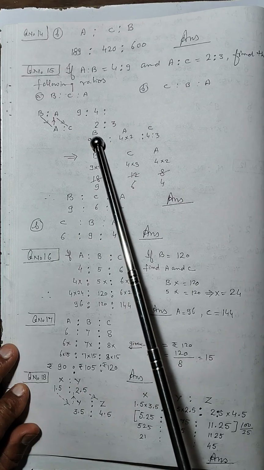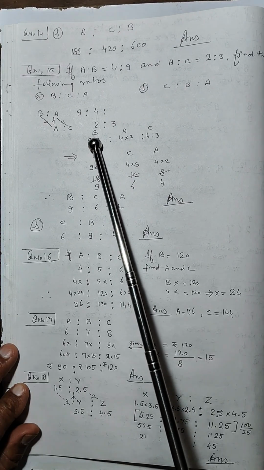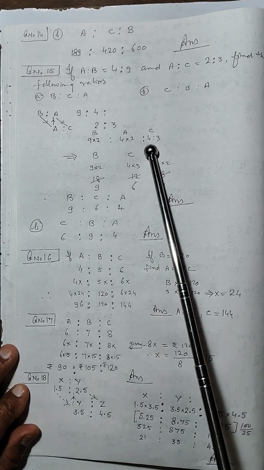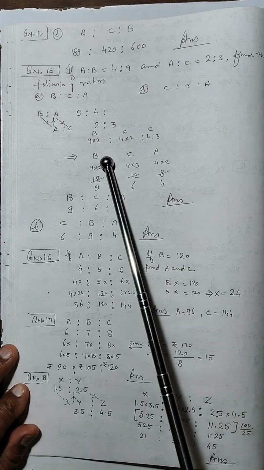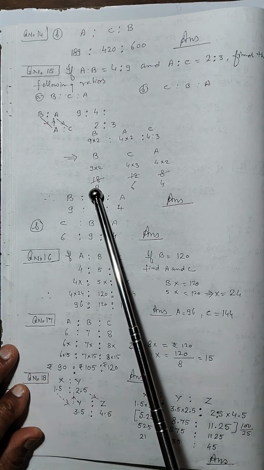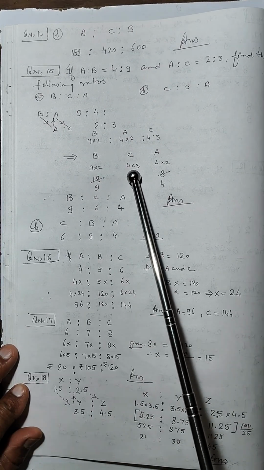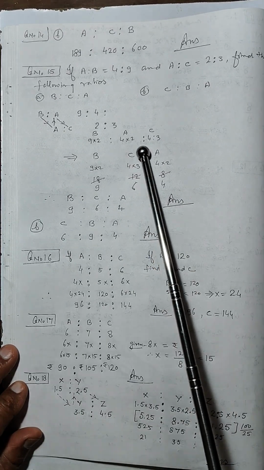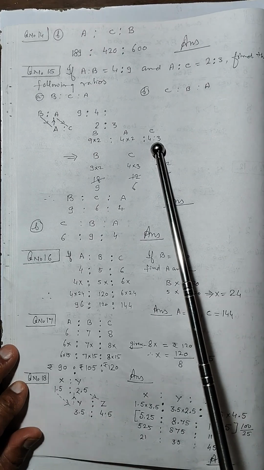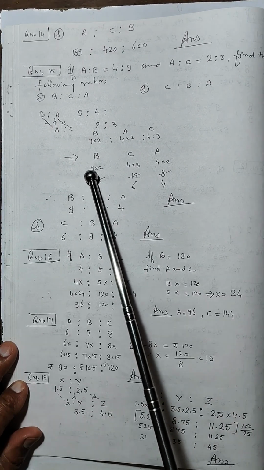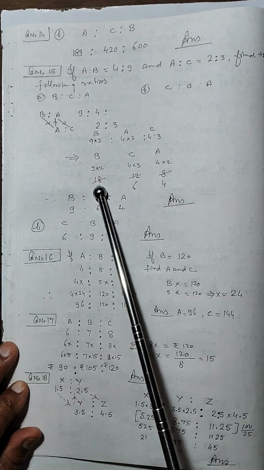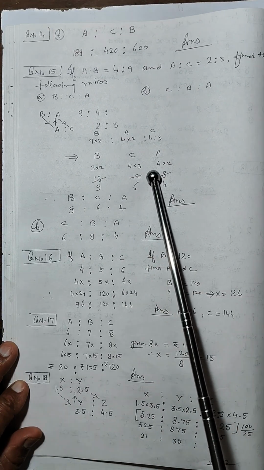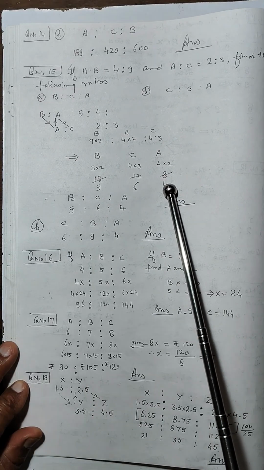So 9 into 2, that is B, and 2 into 4, that is A, and 4 into 3, that is C. So B will be equal to 9 into 2, that is 18. A is 4 into 2, and C is 4 into 3. First of all I have written here B, because we have to tell the BCA. So B is 9 into 2, that is 18. C is 4 into 3, that is 12. And A is 4 into 2, that is 8.